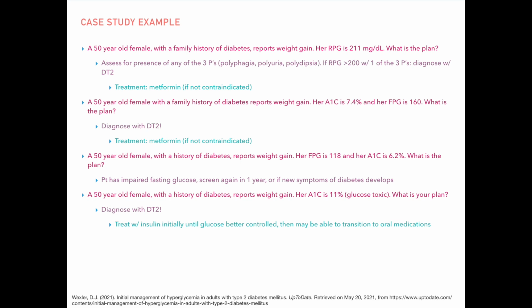Last one, 50-year-old female, history of diabetes, reports weight gain. Her A1C is 11%. So this is also known as glucose toxicity. What is your plan for a patient with this high of an A1C? Anything in the double digits, all the literature says that you need to be putting this patient on insulin. And then if glucose down the road is better controlled and better managed, then they might be able to transition to oral medication. But initially we have to break out the big guns and use insulin for these patients. And obviously they're going home with the diagnosis of type 2 diabetes.